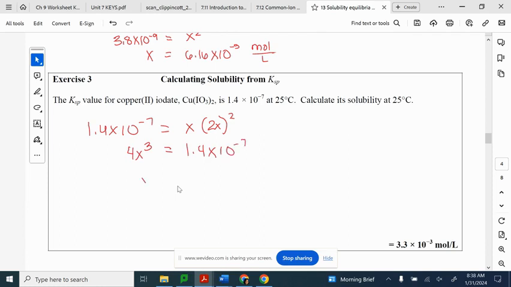I want to get x, so I'm going to divide by 4 on both sides, take the cubed root, and I end up with 0.0033 molar. And what is that? What ion is that? Is that the copper or the iodate? It's the copper. Okay.